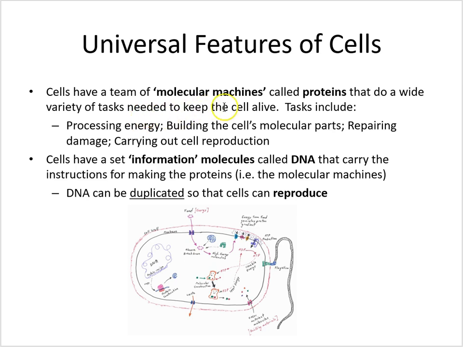Cells have a team of molecular machines called proteins that do a wide variety of tasks needed to keep the cell alive. These tasks include processing energy, building the cell's molecular parts, repairing damage, carrying out cell reproduction, etc. And finally, cells have a set of information molecules called DNA that carry the instructions for making the proteins, the molecular machines. DNA can be duplicated so that cells can reproduce.